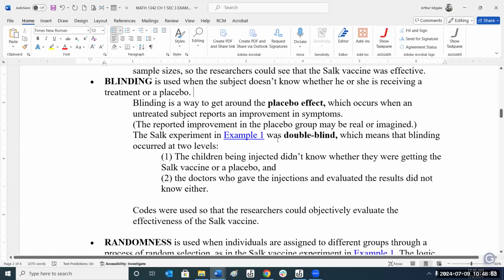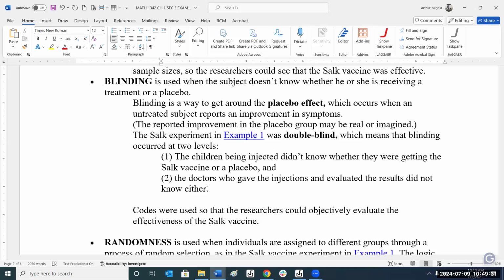Salk's experiment was a double-blind experiment. A double-blind experiment is when two instances are unknown to the subjects. In the Salk experiment, the children being injected didn't know whether they were getting the placebo or the vaccine. And the doctors who gave the injections and evaluated the results didn't know either.